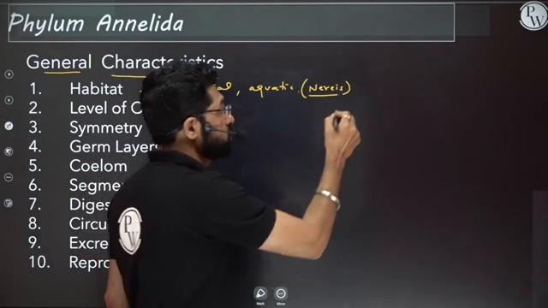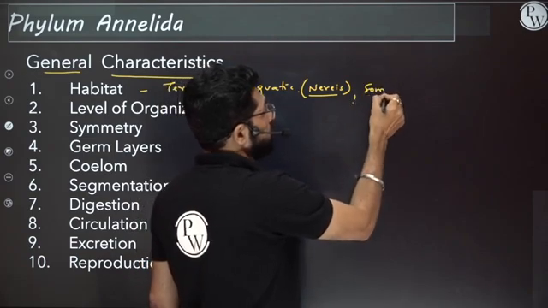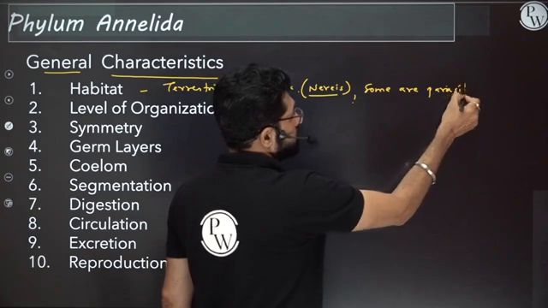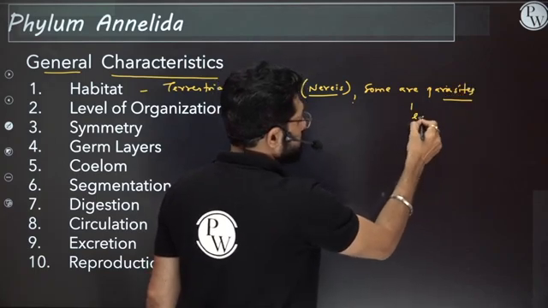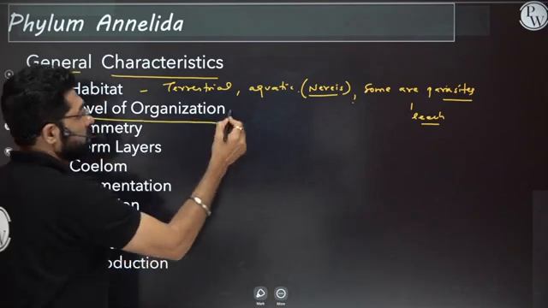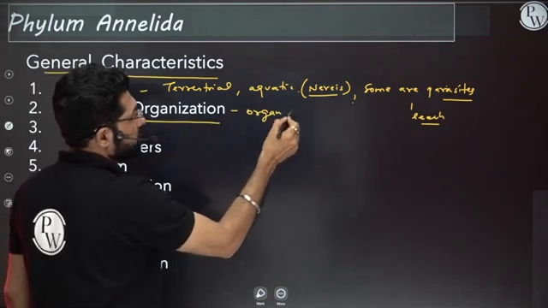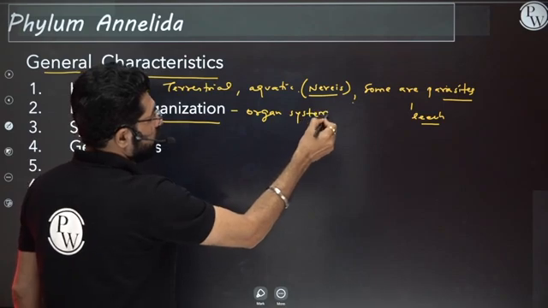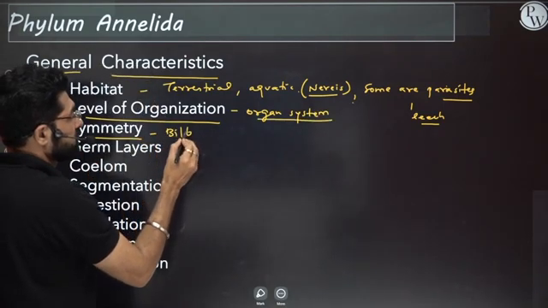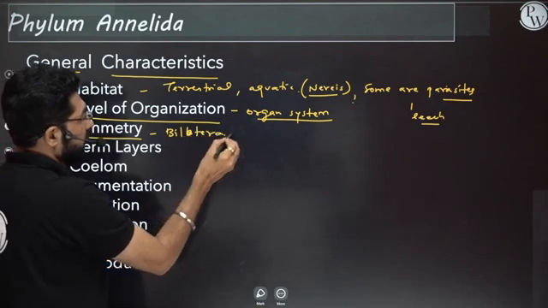Some are parasites also, like leech. Leech is a parasite here. Level of organization is organ system. Please remember these. Symmetry is bilateral symmetry.